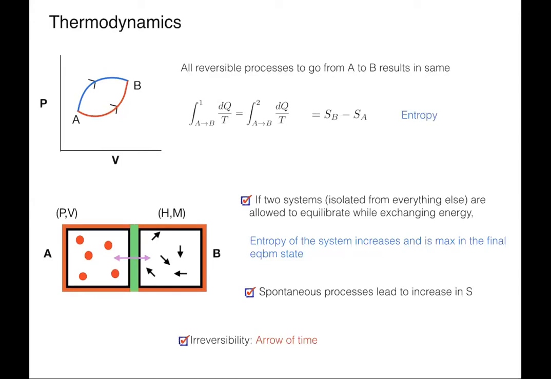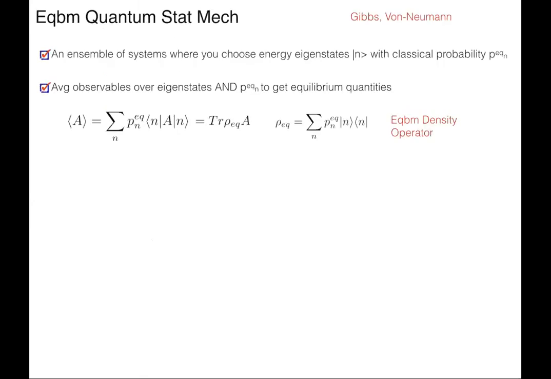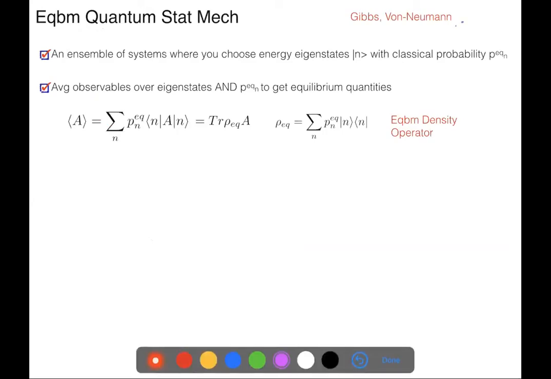Okay, so that's thermodynamics. And the third leg of all this is, of course, equilibrium quantum statistical mechanics, which is trying to explain how to compute or get thermodynamic quantities from a microscopic description, using, let's say, the Hamiltonian of the system and so on. Okay, and this is a prescription due to Gibbs and later, let's say, von Neumann, etc.